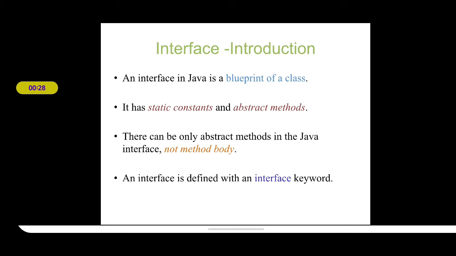There can be only abstract methods in a Java interface, not a method body. So there is no method body available in a Java interface. It is used to achieve abstraction and multiple inheritance in Java.